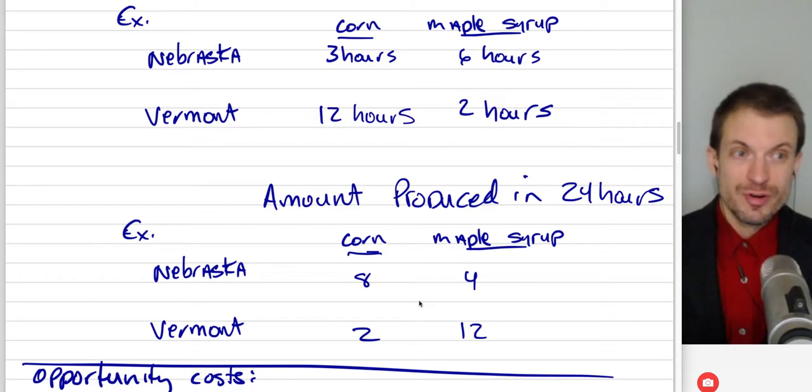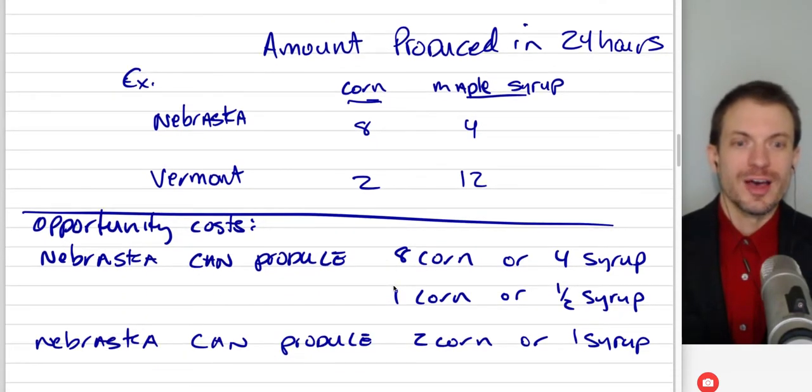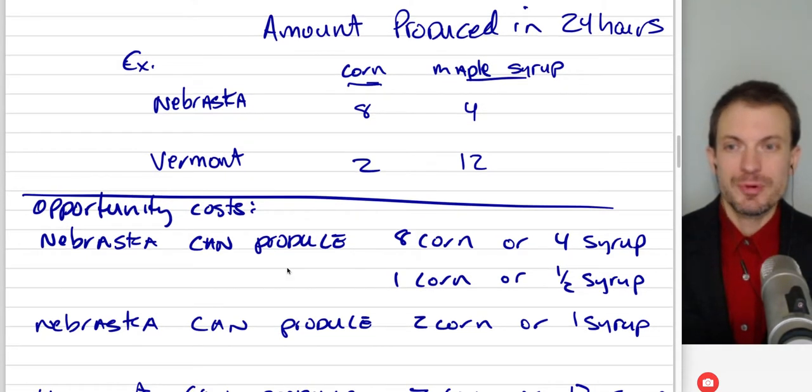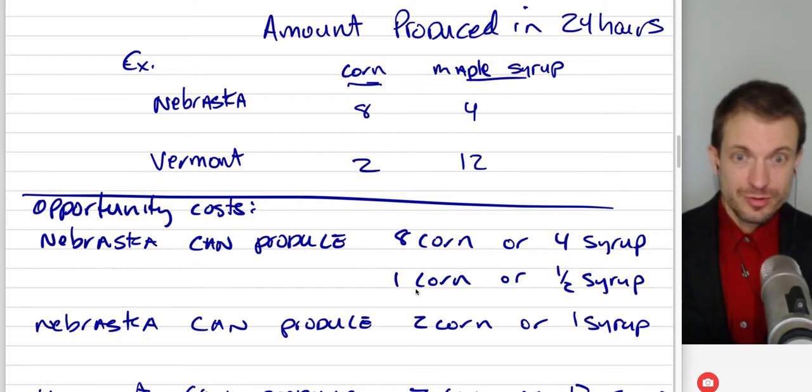Or you could reverse this and you could have corn on the vertical and maple syrup on the horizontal. You just have to be consistent. And then you'd see how those slopes of the production possibilities frontier are exactly the opportunity costs we'll find. Anyway, opportunity cost, Nebraska can produce 8 corn or 4 maple syrup. Boiling this down to a 1-to-whatever relationship, let's just divide by 8. So 8 divided by 8 is 1, 4 divided by 8 is 1/2.